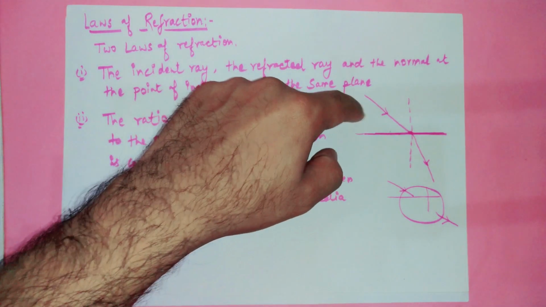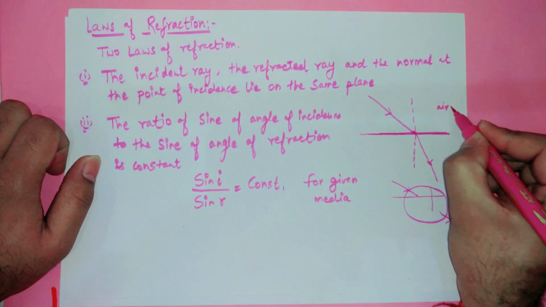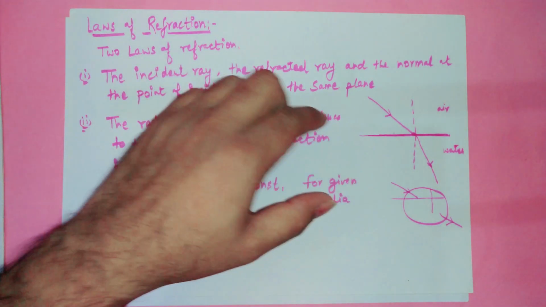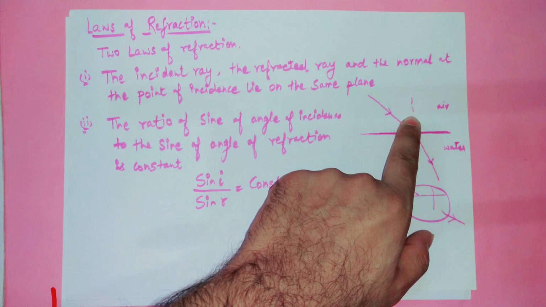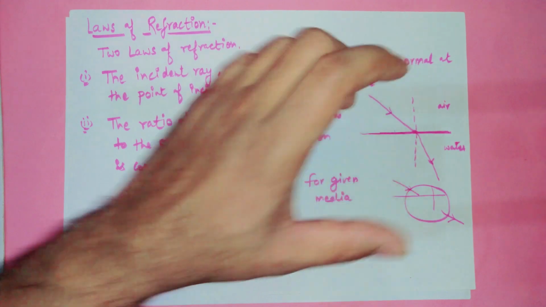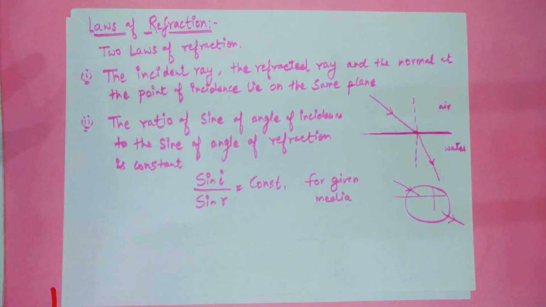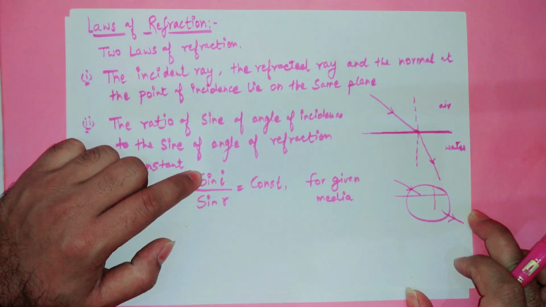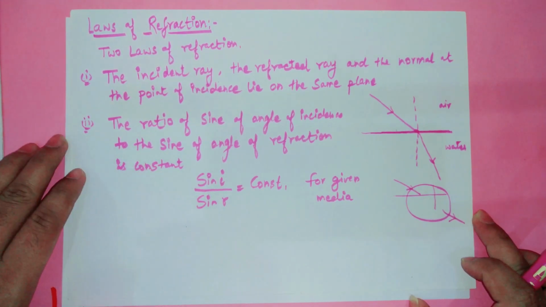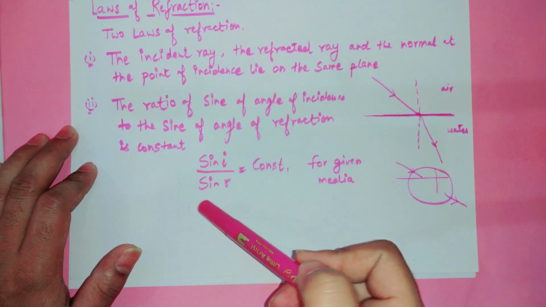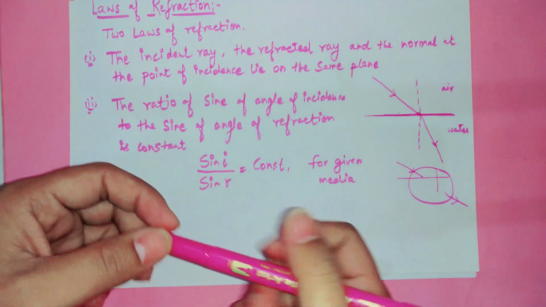Suppose we have air and water. Let this be air and this be water. So light is going from rarer medium to denser medium, and the sine of this angle to the sine of this angle is always constant for air and water. Either it may be 1.4 or 1.3, but it will always be constant. Now what is sine i and what is sine r, we have to study a little bit. You might be confused about what sine i and sine r are and how we get their values, so I will tell you.